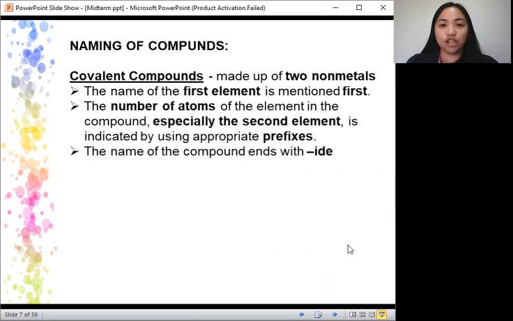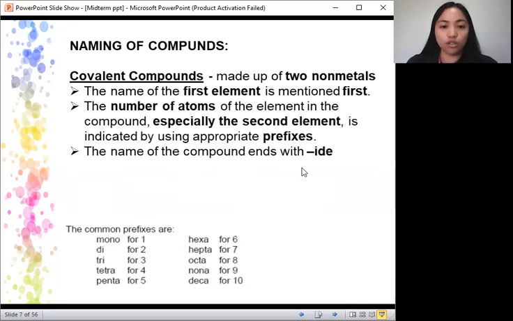Next is the covalent compound. Covalent compounds are compounds made up of two nonmetals. For its naming, the guideline is that the name of the first element is mentioned first, then the number of atoms of the element in the compound, especially the second element, is indicated by using appropriate prefixes. The name of the compound ends with IDE.